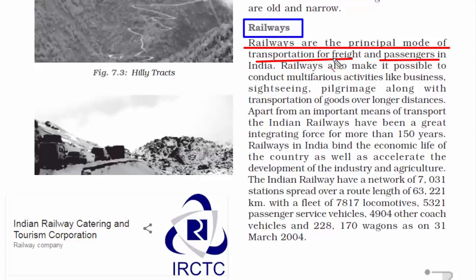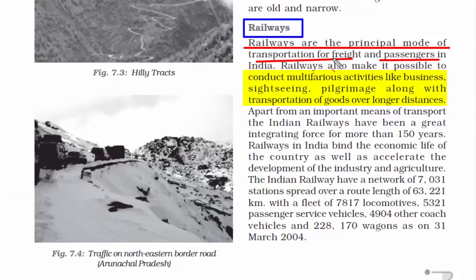So with the addition of this branch, railways are now conducting activities like business, sightseeing, pilgrimage, along with transportation of goods over long distances. So the country's first railway was built by the Great Indian Peninsula Railway, which was opened in 1853 between Bombay and Thane. With more than 150 years of history, the Indian Railways have been a great integrating force for India.